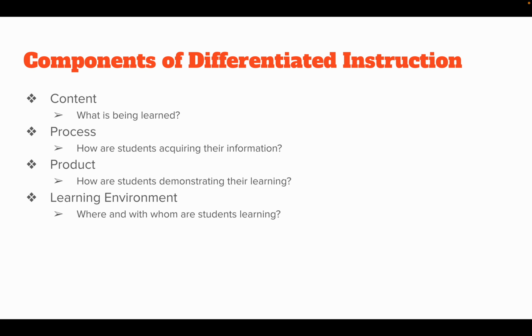So there are four main components of differentiated instruction. There's content, which is what is being learned. Process, how are students acquiring their information. Product, how are students demonstrating their learning. And then lastly, learning environment, which is the where and with whom are students learning.